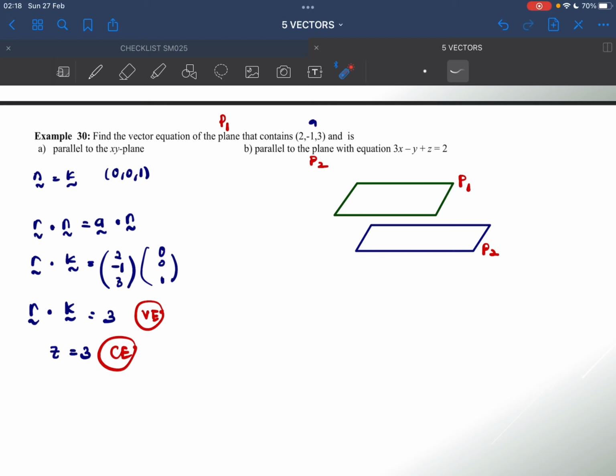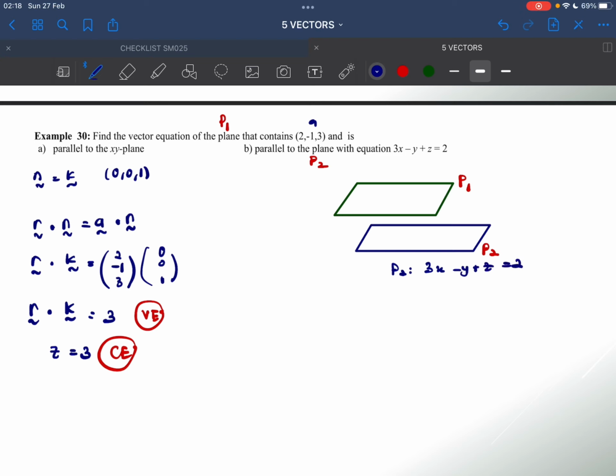Parallel, everyone knows what parallel is. Take one A4 paper and put another A4 paper on top of that paper. That is what we call parallel. So what we know about this plane is that the equation for P2 is 3x minus y plus z equals 2.